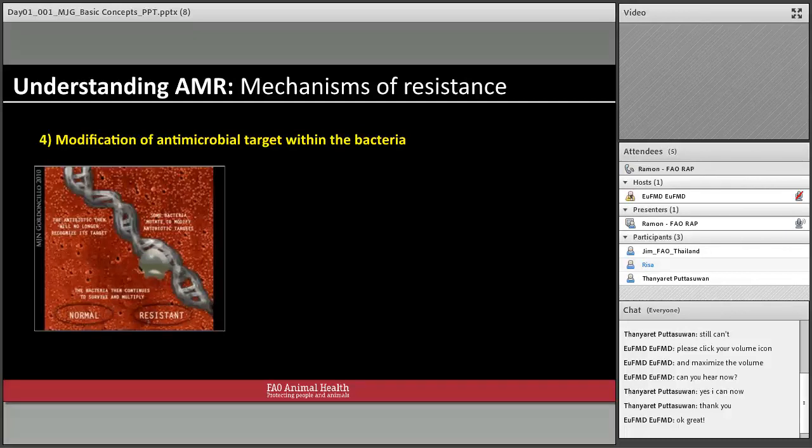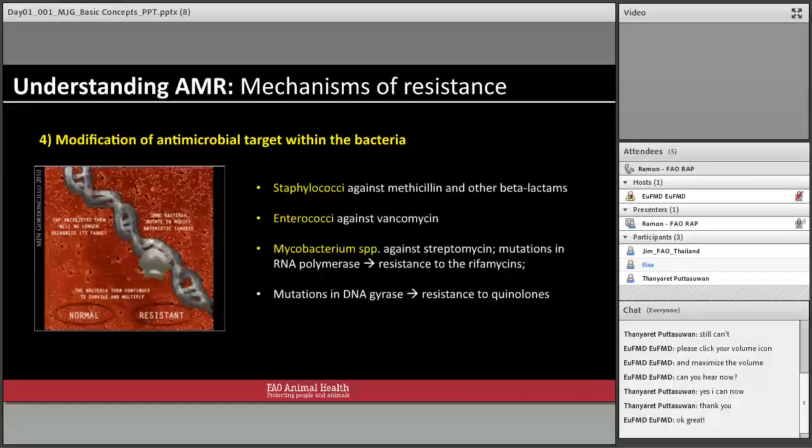So for example, some bacteria modify their targets in the ribosomes, and the antibiotic will be lost. It cannot see anymore what its target is. And so again, this is a reason how antibiotic resistance occurs. So this is what you see with MRSA, or methicillin-resistant Staphylococcus aureus, and other beta-lactam resistance, Enterococci against vancomycin, Mycobacterium species against streptomycin, mutations in RNA polymerase and resistance to rifamycin, and mutations in DNA gyrase. So these are some of the mechanisms by which this occurs.